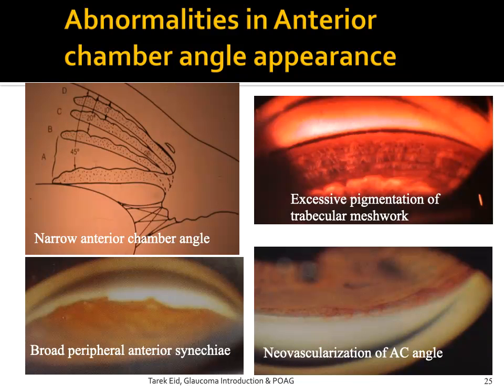Another finding is to see new vessels in the angle. These new vessels are seen crossing the anterior chamber angle here from the iris to the periphery of the cornea, which you can see in neovascular glaucoma or other neovascularization.